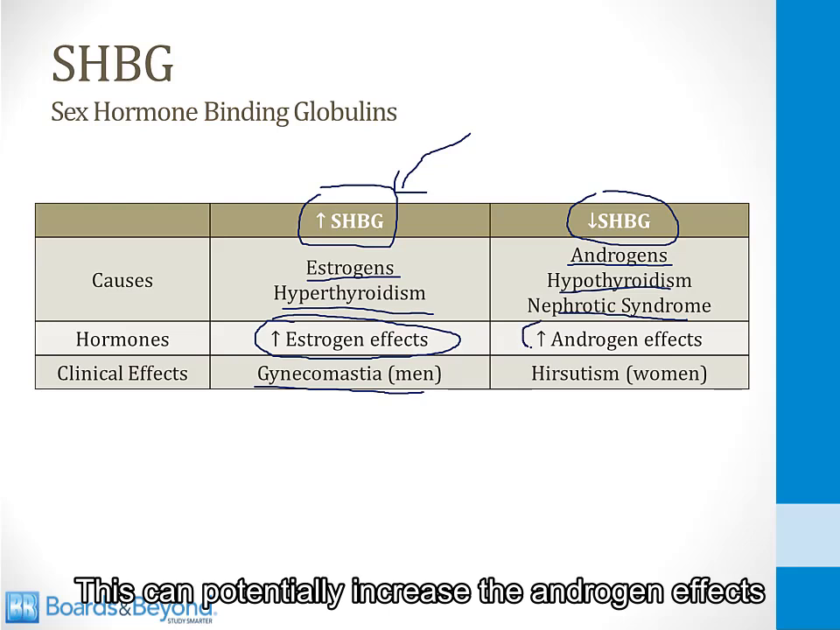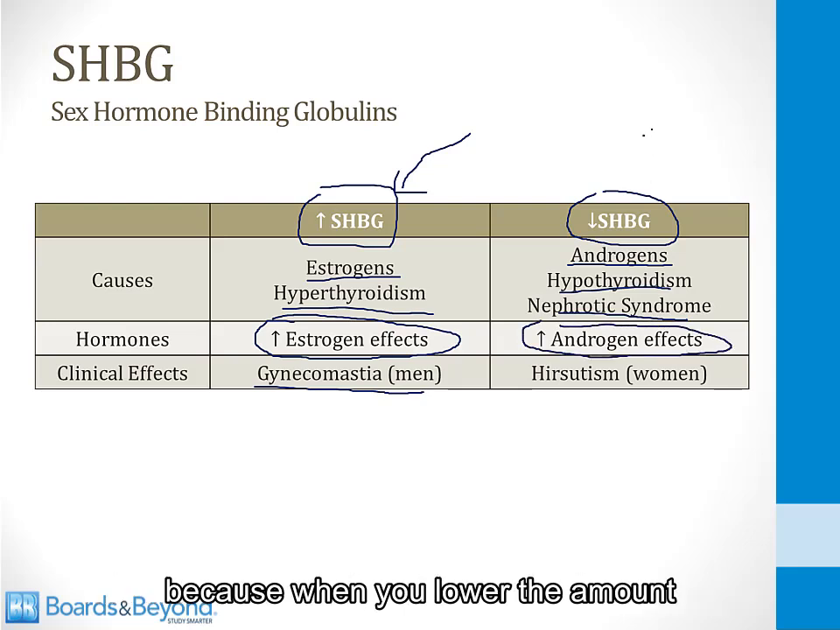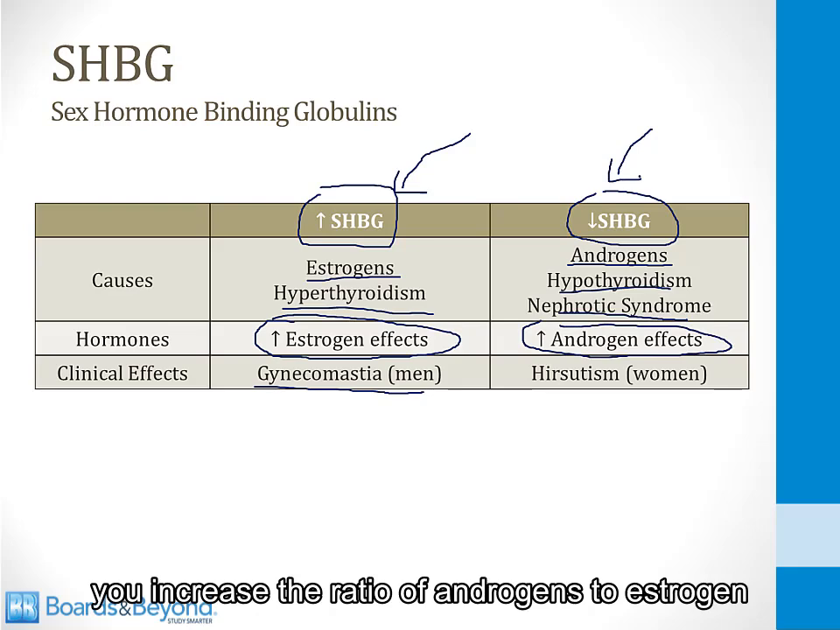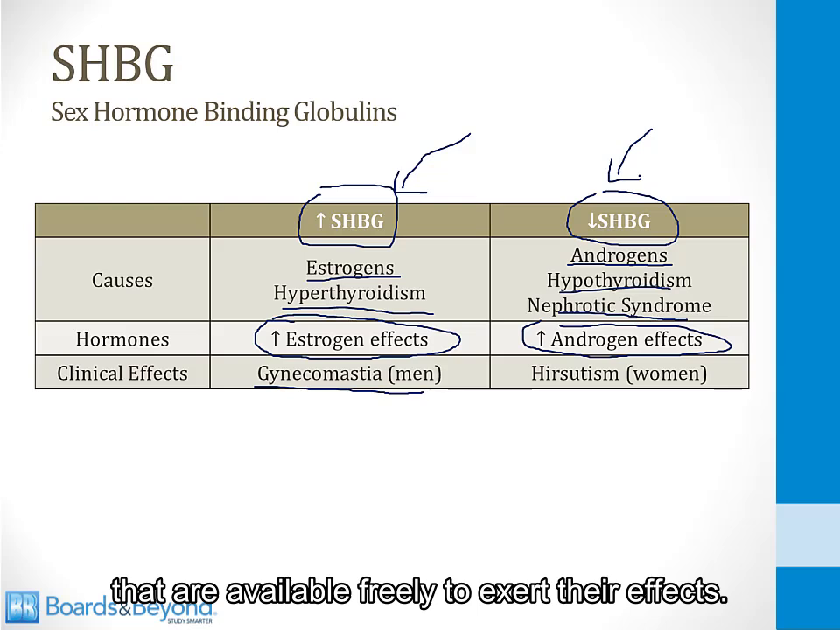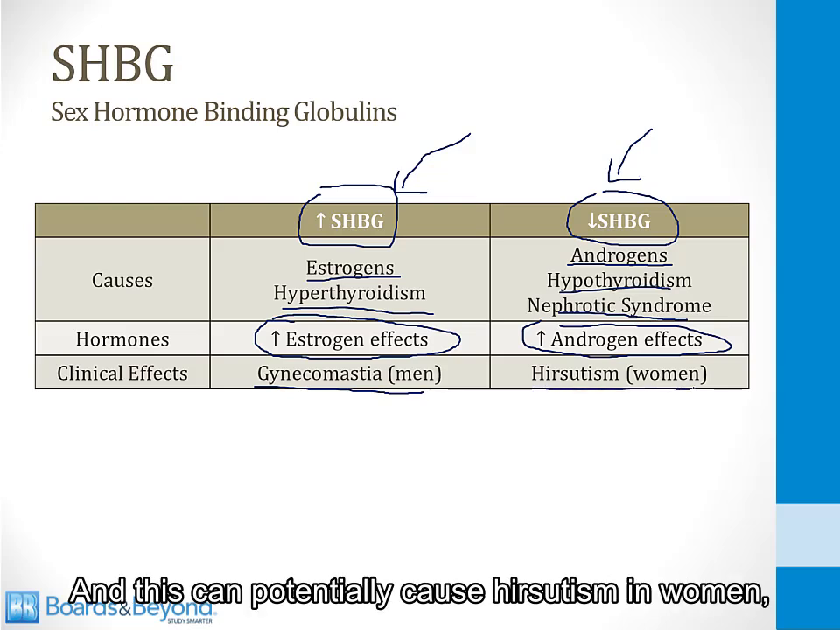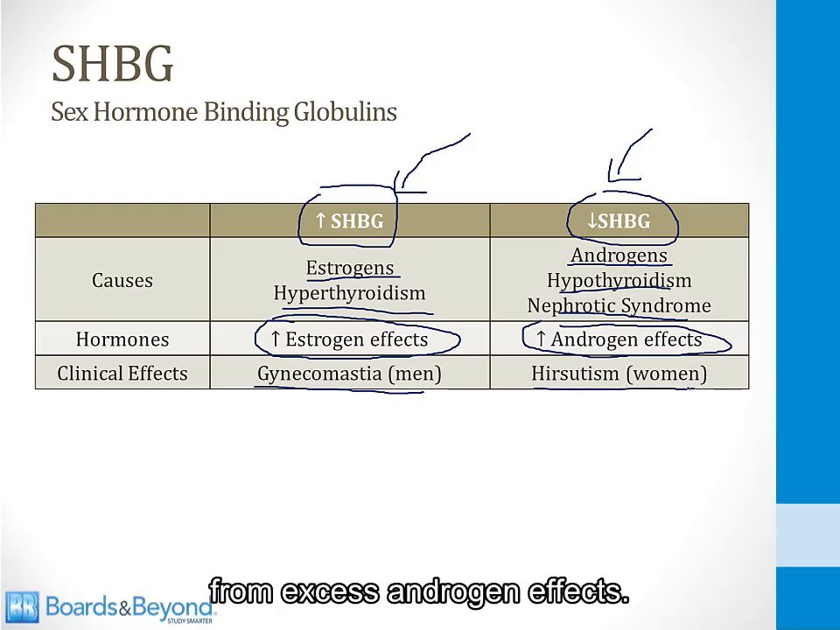This can potentially increase the androgen effects because when you lower the amount of sex hormone binding globulin, you increase the ratio of androgens to estrogen that are available freely to exert their effects, and this can potentially cause hirsutism in women from excess androgen effects.